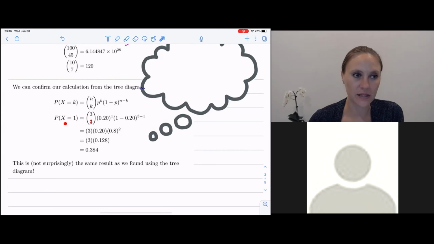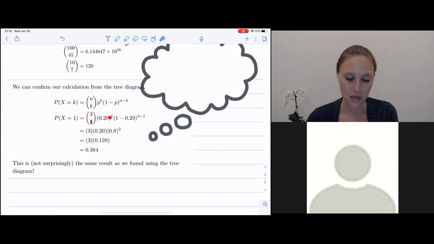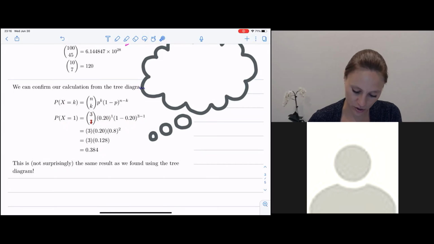So the probability that x equals 1 is 3 choose 1, which we'll later replace with just 3, times 0.2, that's the probability of a success, to the power of 1, because we only want 1 success. And then 0.8 to the power of 2, because we want 2 failures. 1 success, 2 failures. And ta-da! This is not very surprisingly the same result as we found using the tree diagram.